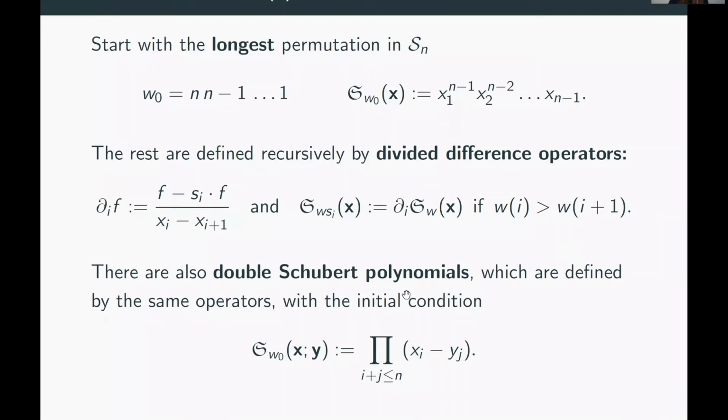There are also doubled versions of these, which are defined by the same operators acting on the x's, but they have a different initial condition. It's double in that there are twice as many variables. You now have x's and y's floating around, but you can get back to the single versions just by plugging in zeros wherever you see y's.